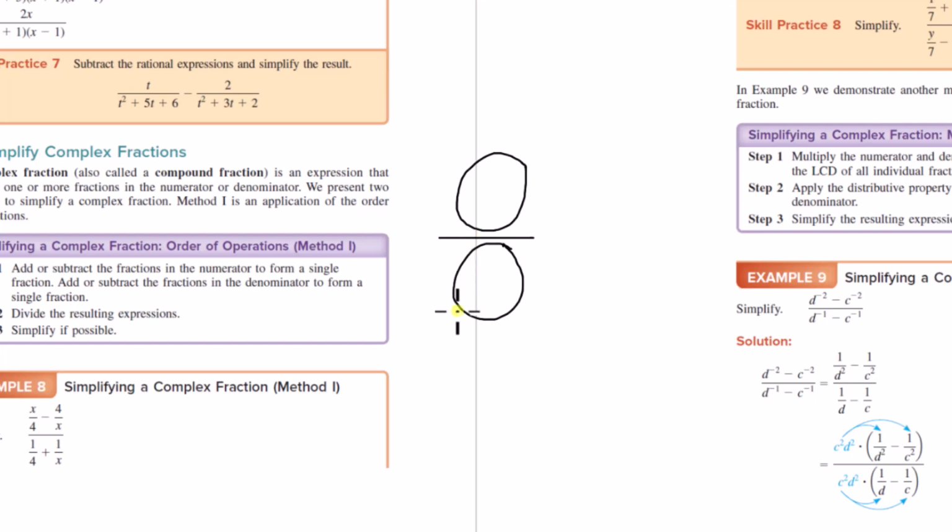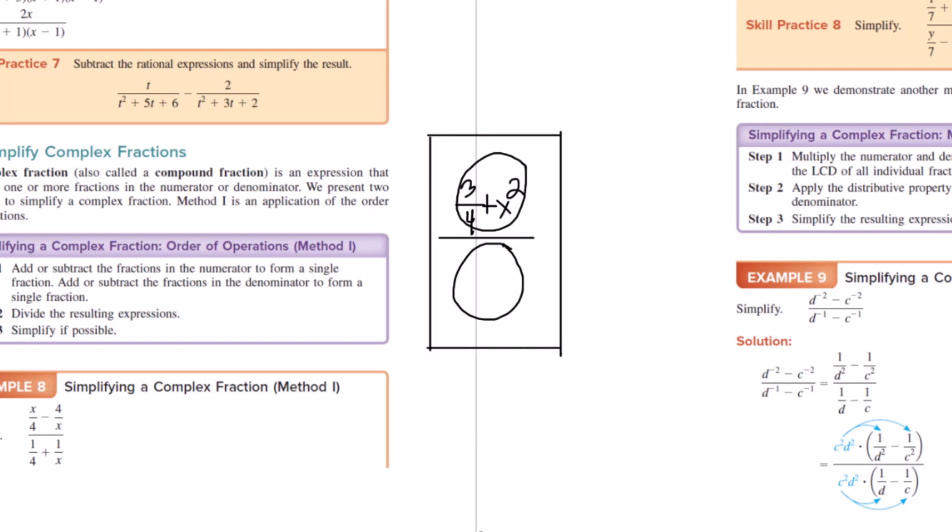If there's at least one fraction in either the numerator or the denominator, maybe there's a variable in the denominator, or maybe there's not, something like that, whatever. If you just have a fraction in the numerator or the denominator of a fraction, then this entire expression or term here, you call a complex fraction or a compound fraction.